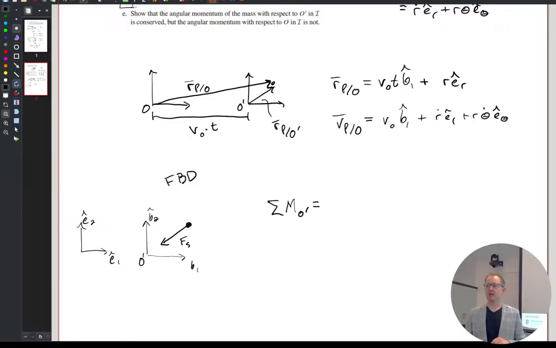Force times distance. Times the arm. Yeah, the arm is changing. Is it oscillating? Well, it's on a spring. We don't really use the expression we used before. The position of, so it's Fs times R.